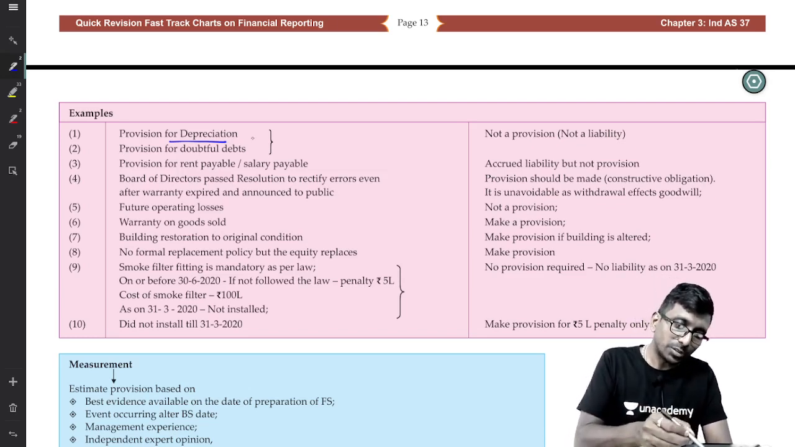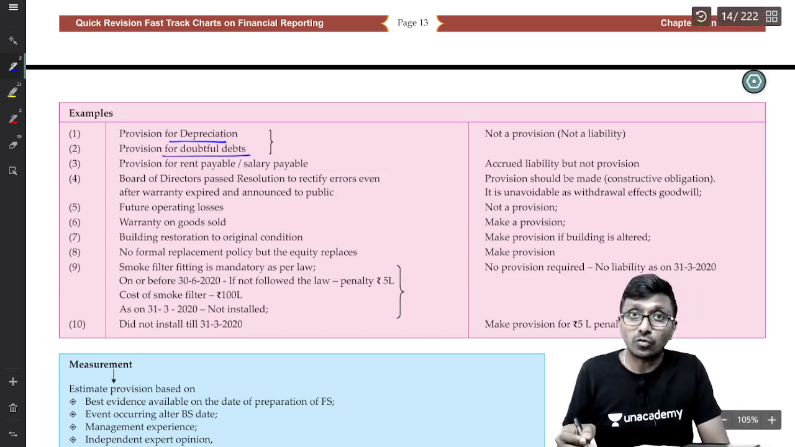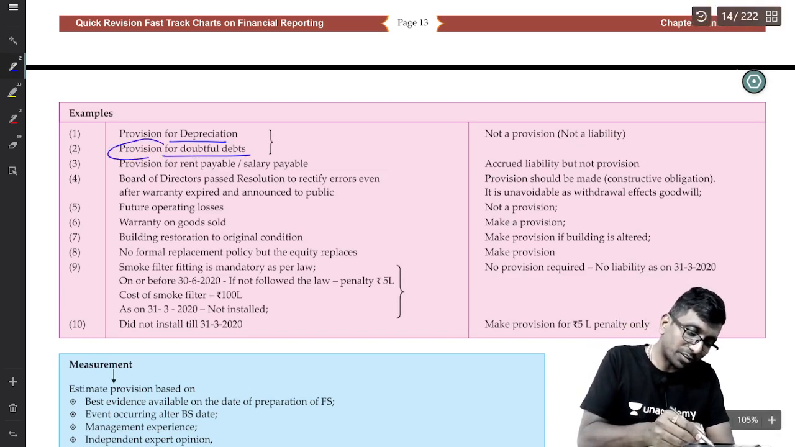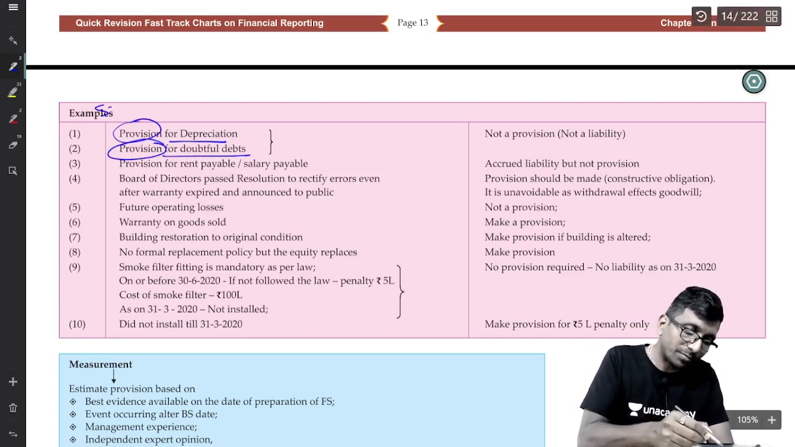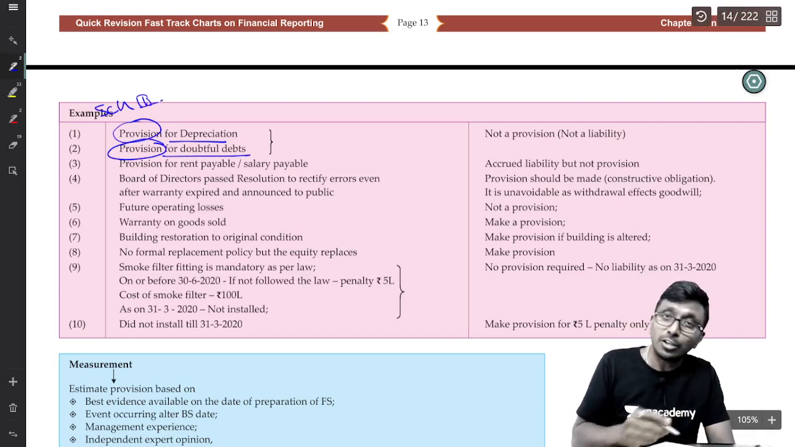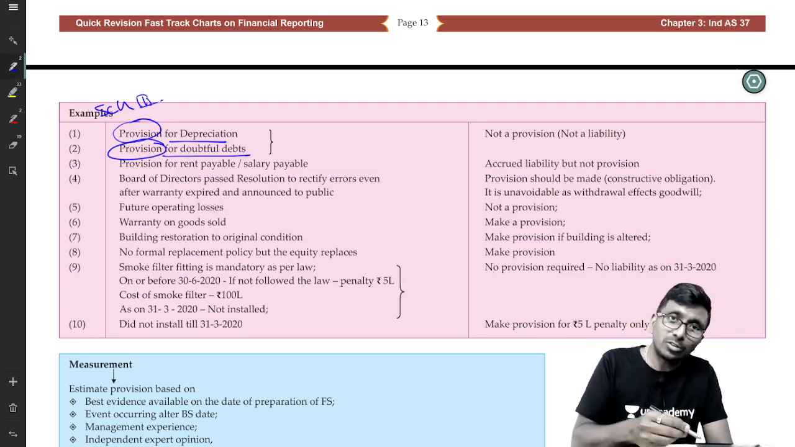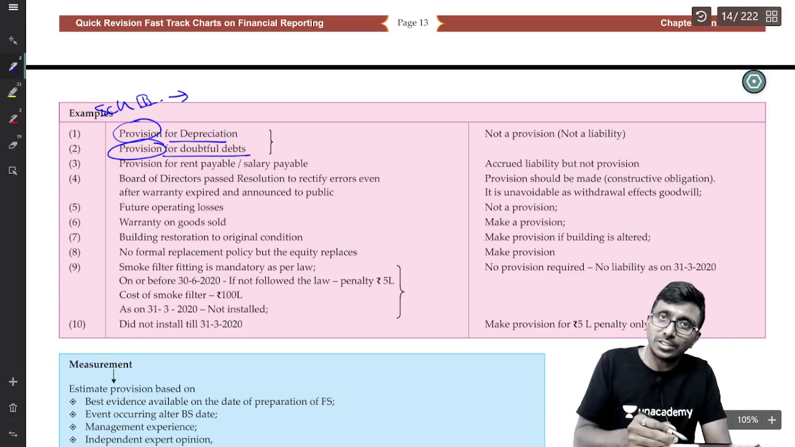That's why we use the term provision for doubtful debts or provision for depreciation. But you look at your Schedule 3. If you don't believe, look at Schedule 3. In Schedule 3, under the debtors heading, you see it, my dear.